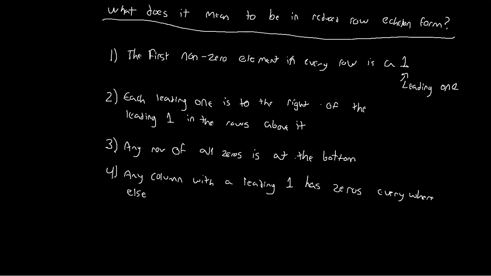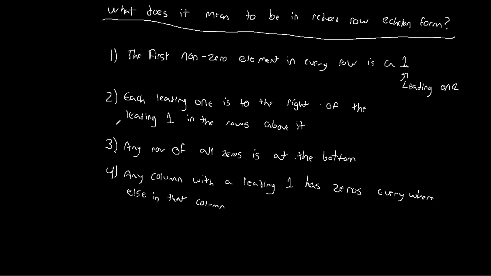So these four statements: the first non-zero element in every row is a 1, and we call this a leading 1. Each leading 1 is to the right of the leading 1 in the rows above it. Any rows of all zeros are at the bottom. And any column with a leading 1 has zeros everywhere else in that column. If these four things are true, then you have a matrix in reduced row echelon form. If any one of these things is not true, then you do not have a matrix in reduced row echelon form, okay?